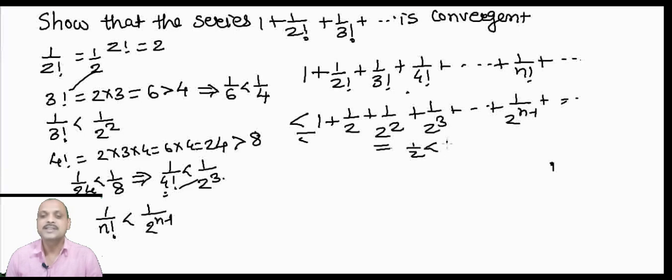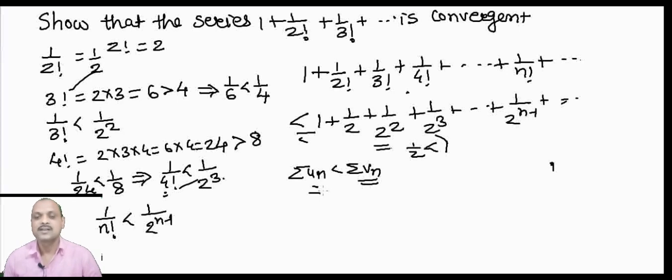So the geometric series is a convergent series, and therefore by the comparison test, summation un is less than summation vn, and summation vn is convergent, therefore summation un is also convergent. Hence the given series, that is 1 divided by 2 factorial plus 1 divided by 3 factorial plus, is a convergent series.